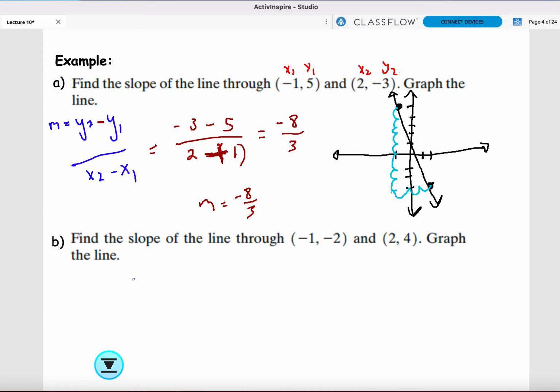So B, find the slope of the line through (-1, -2) and (2, 4). Graph the line.